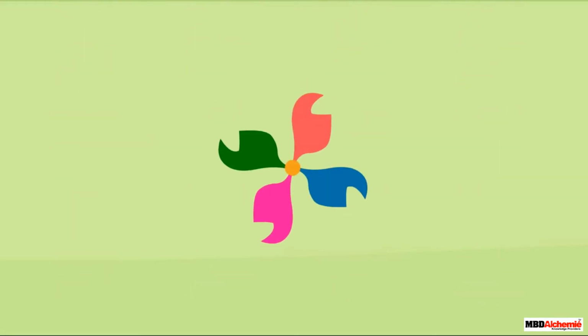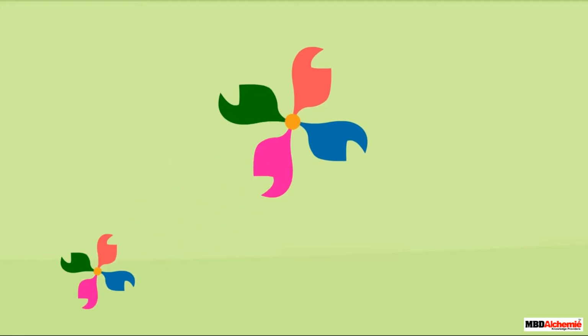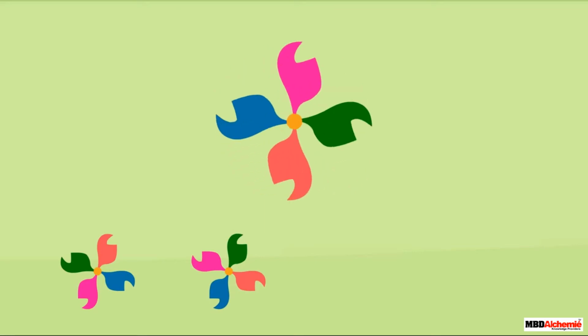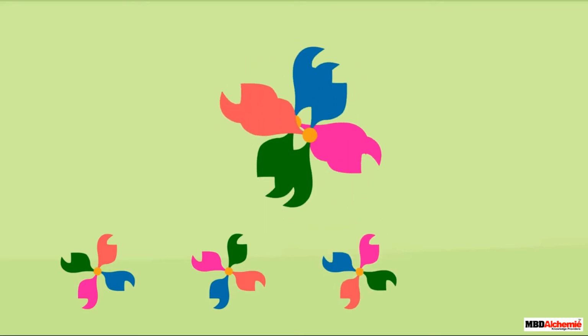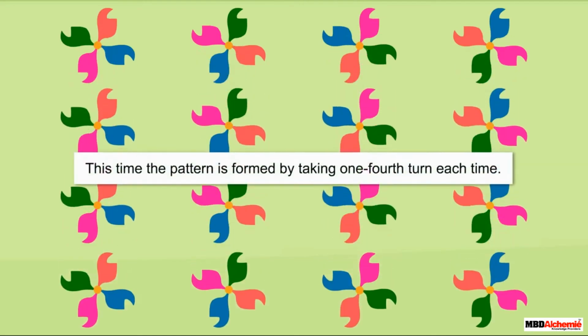Let us take another design with four leaves of different color. Make another 1/4 turn and take a copy below. Repeat this process. We again get a pattern. This time, the pattern is formed by taking 1/4 turn each time.